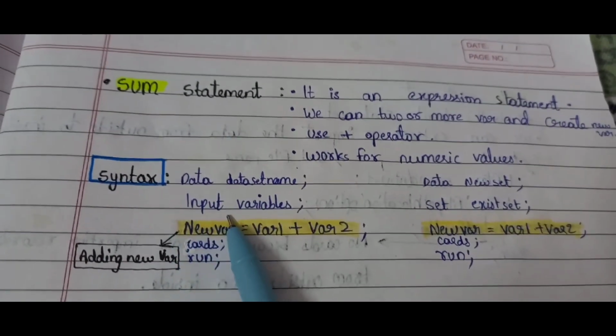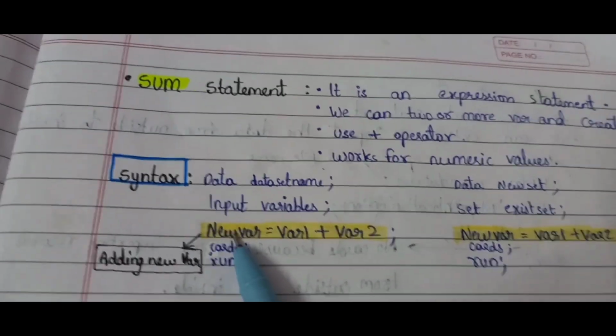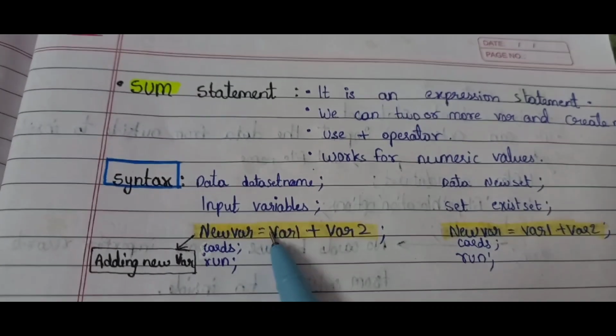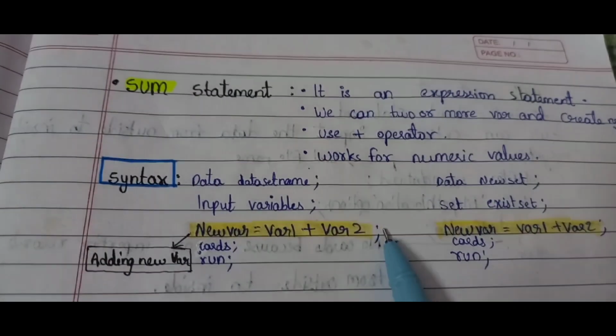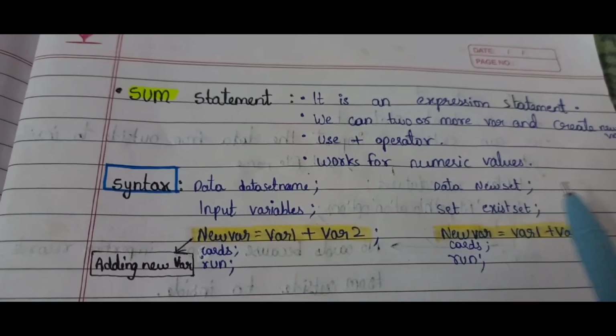Data, data set name, semicolon. Input, I am giving variable names. After that we will write this syntax. This is the syntax for the sum statement. New variable equals variable 1 plus variable 2, semicolon. After that you will write cards, observations and run.